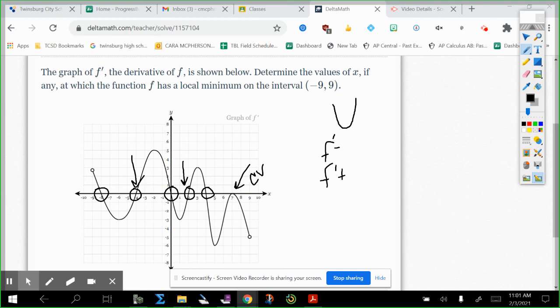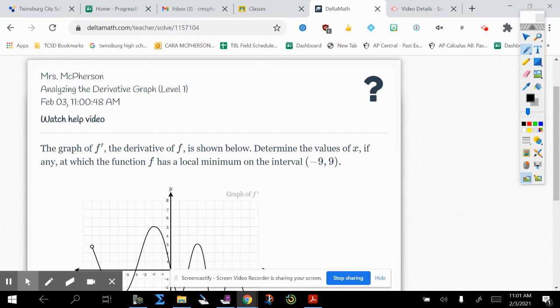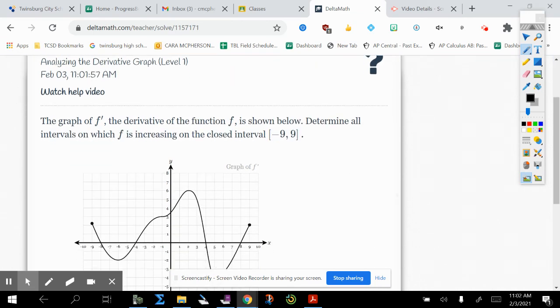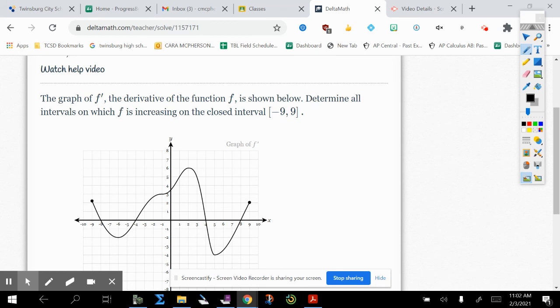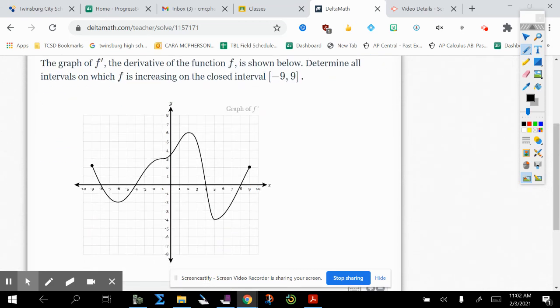So those are the types of questions they're going to ask on Delta Math. They're not going to ask you to do everything that I did, but they're going to pick one. So you might have a problem that says, when is it increasing? So you're looking for when is the derivative positive. You could have a question that says, when is it decreasing? So that's what you're going to be asked to do on Delta Math with these analyzing questions.